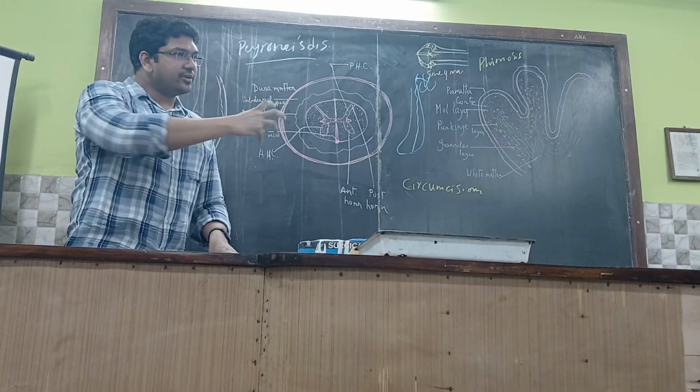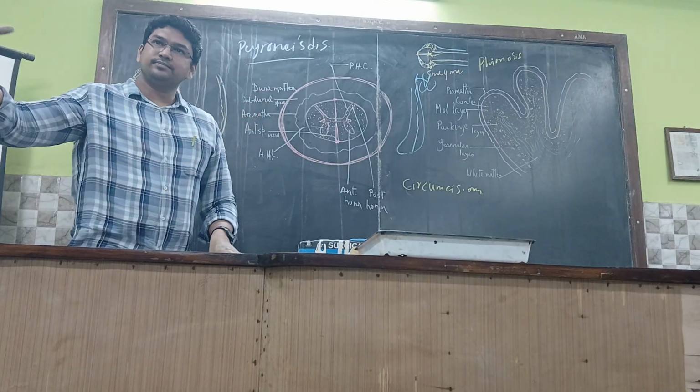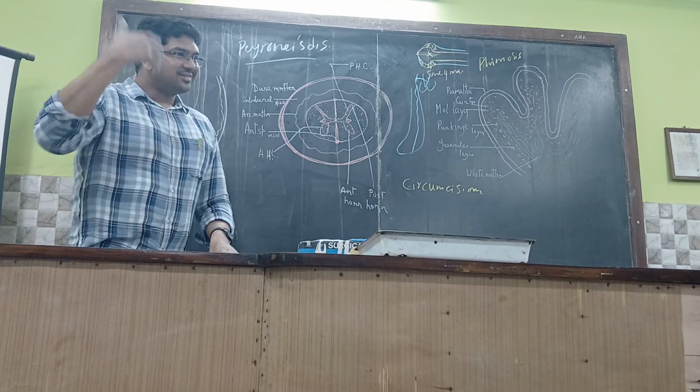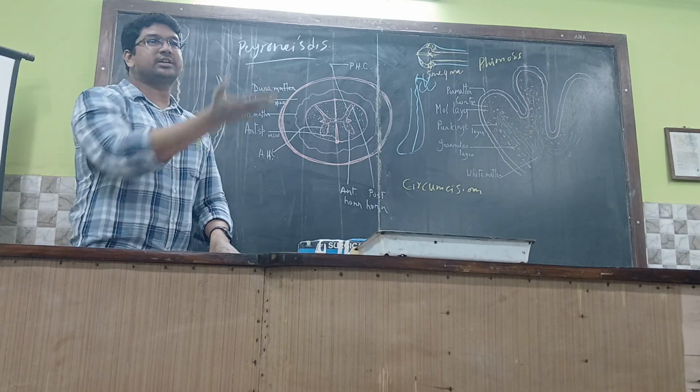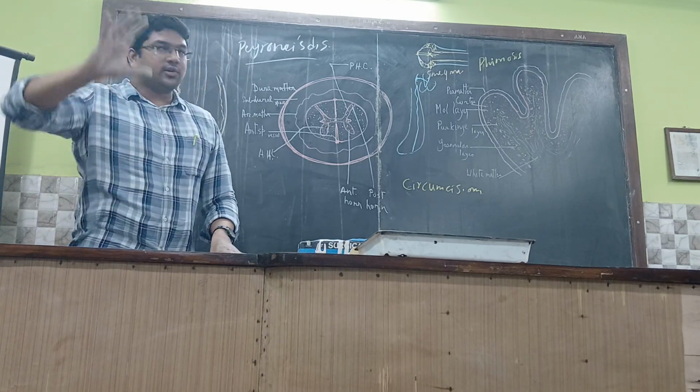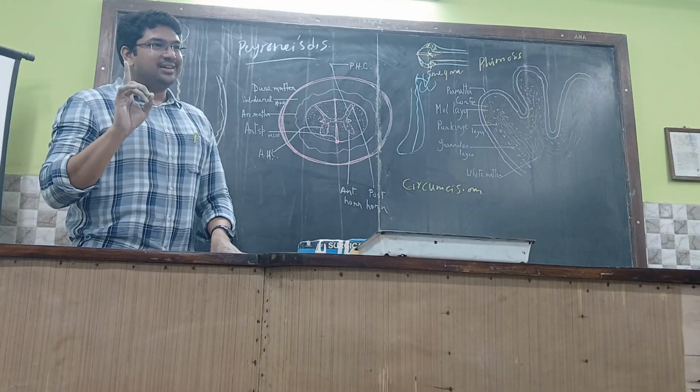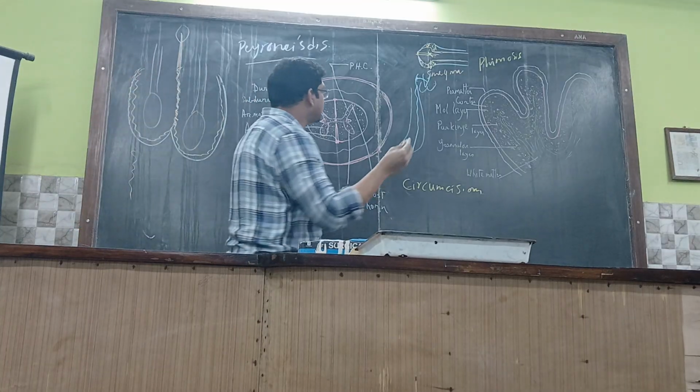Cremastic fascia, what is it? It is derived from the fascia which is covering the cremastic muscle. The loops of the cremastic muscle are covered with the fascia, isn't it? Are you able to remember the cremastic fascia? Where is it attached to the cremastic muscle? Cremastic muscle, where is it attached?